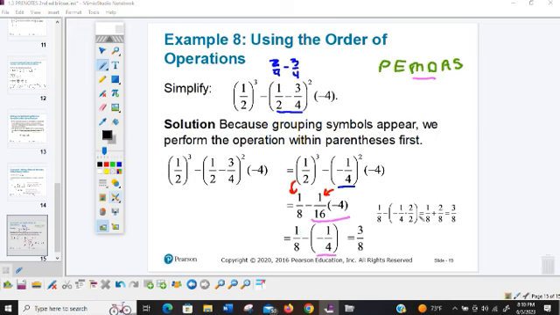Now remember, 1/8, if you get a common denominator here, that would end up being 2/8. So you have 1/8 minus negative 1/4. That would be 1/8 plus 2/8, which is 3/8. So our final answer for that would be 3/8, and that is reduced.